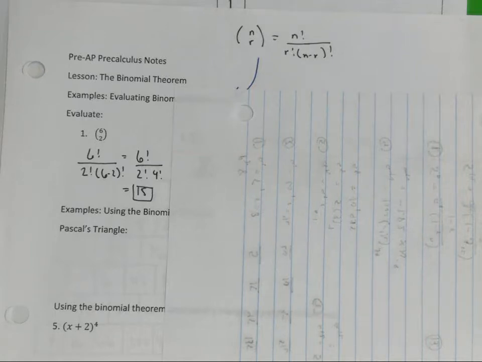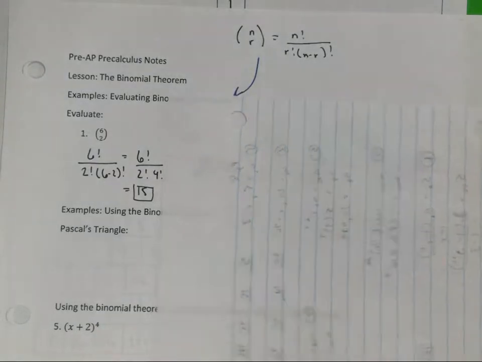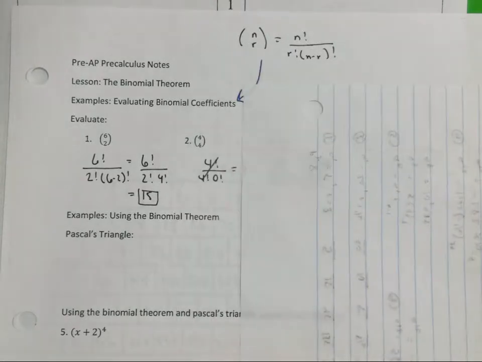So you got 30. What is 2 factorial? 2 times 1, which is what? What's 30 divided by 2? 15. Okay? Let's look at the next one.